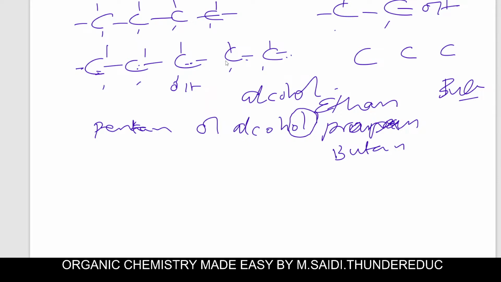1, 2, 3. It is on carbon atom number 3. When I come from this side, 1, 2, 3. It is on carbon atom number 3. Therefore, it becomes 3 there. So it becomes pentan-3-ol.